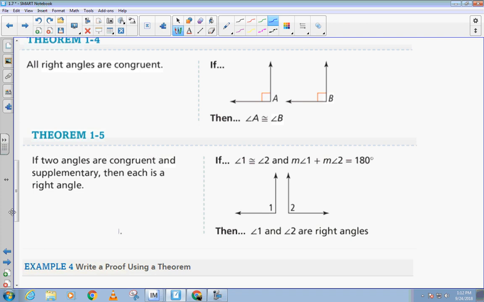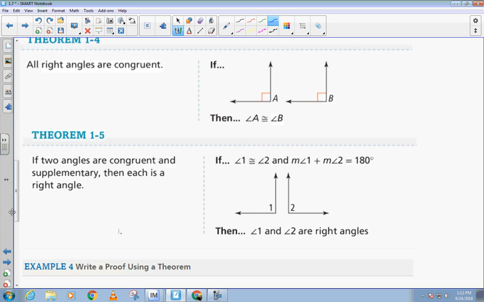All right angles are congruent. Why are all right angles congruent? Well, there is a box there, but why are they congruent? They all equal 90 degrees. Any angles that have the same measure are congruent, right? Okay, I'm sorry, you may have said that.